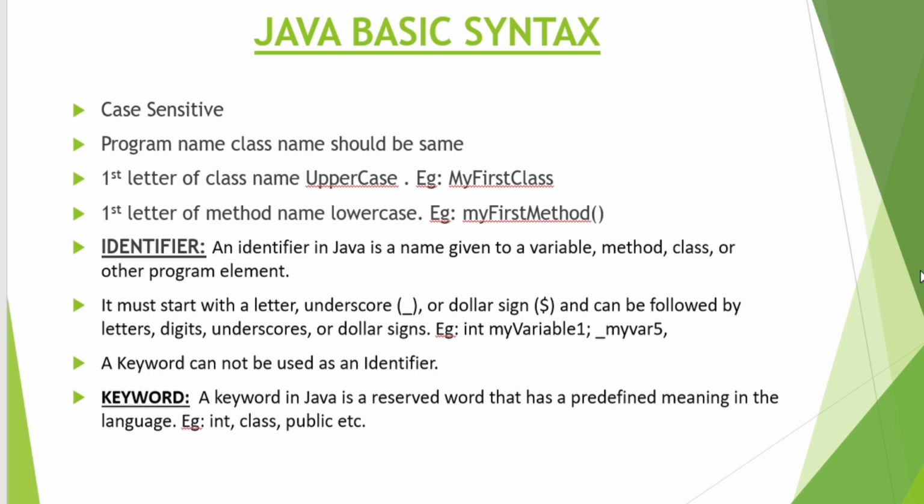Suppose you are writing int or class or public. These are keywords in Java. There are many other keywords also. We will see all of them throughout the course. I'm giving just some examples: int, class, public. These are some keywords in Java. Whenever you are writing these words, the compiler knows that this particular word means this particular thing.